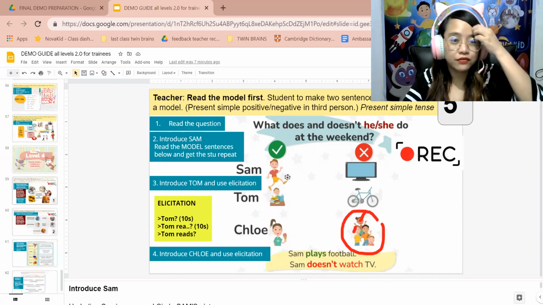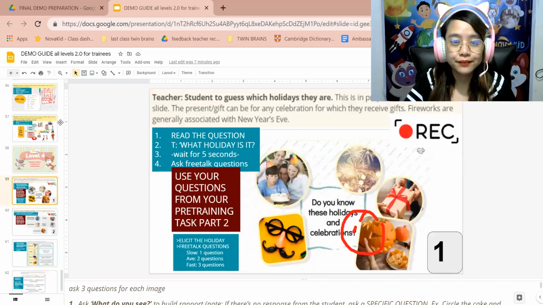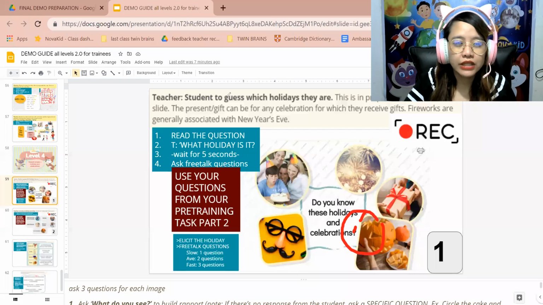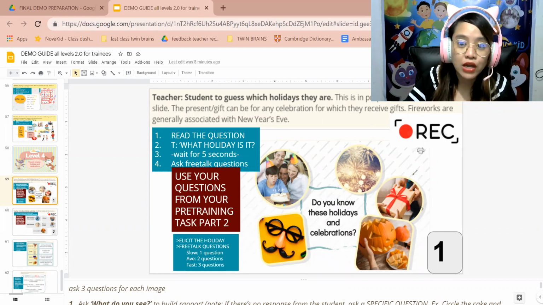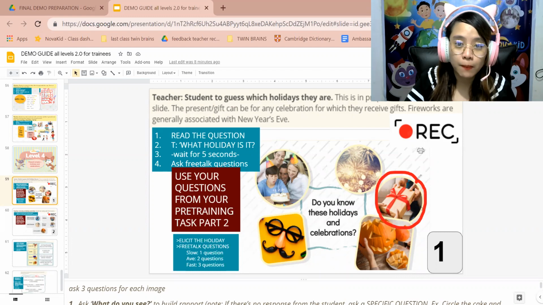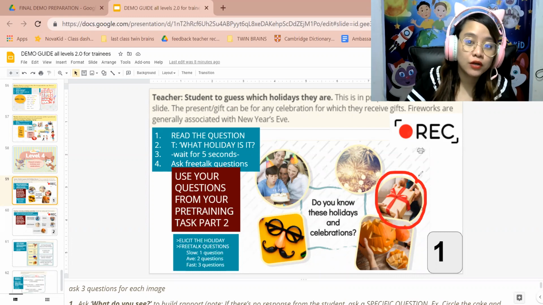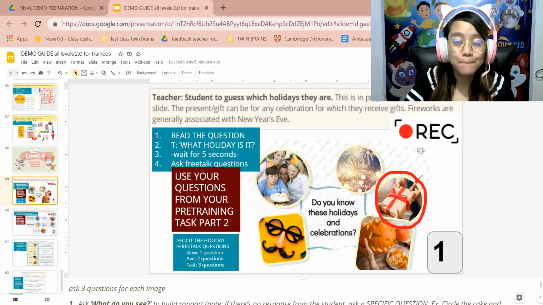Okay, let's go to level 4. Teacher, ask the student to guess which holidays they are. This is in preparation for the next slide. The present or gift can be for any celebration for which they receive gifts. So this picture can be for Christmas or birthday.